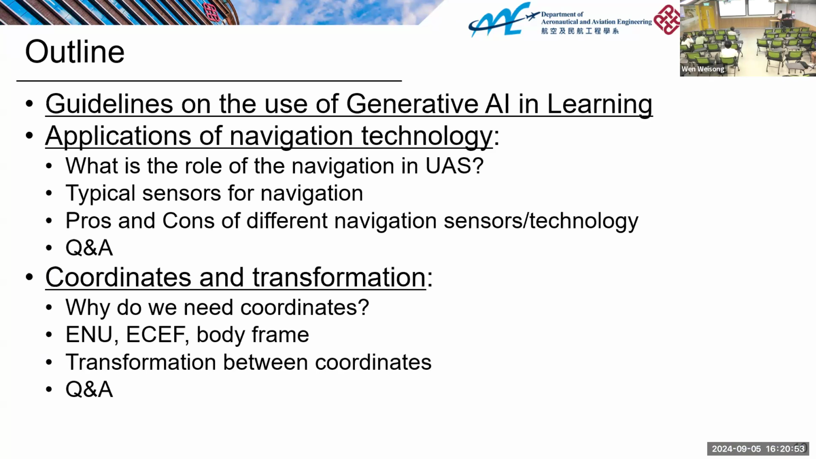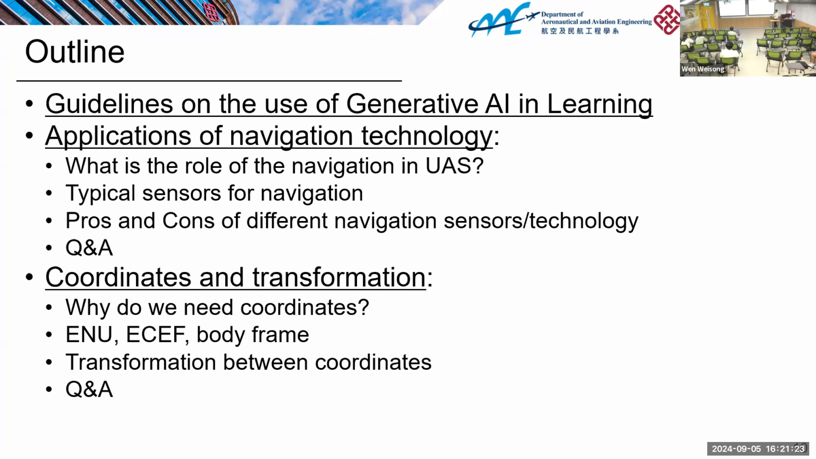For example, what is the role and the typical sensors for navigation? Like camera, GPS, LiDAR, and IMU. IMU is a sensor we can have inside smartphones. Then the pros and cons of different navigation sensors. We have different sensors, right? Of course they have their pros and cons, for example the accuracy and also the cost of different sensors.